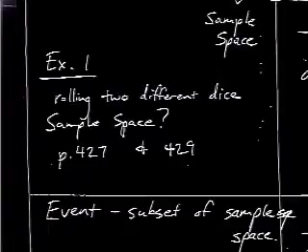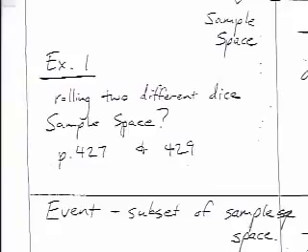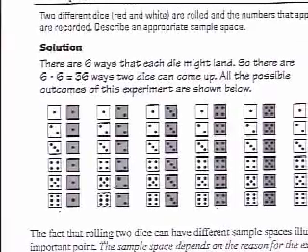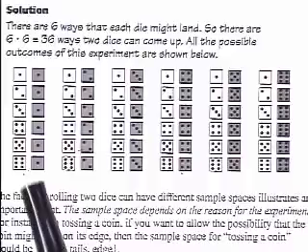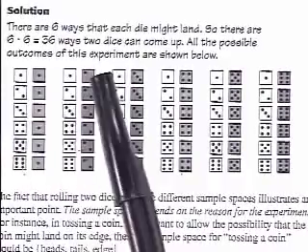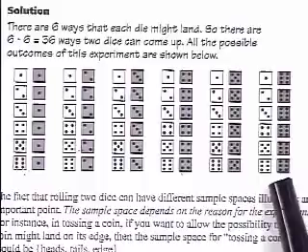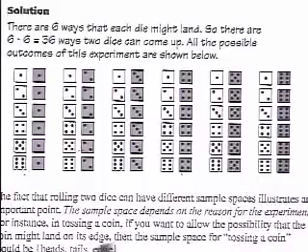Let me flip in the book and show you what those look like, because it's a lot easier than me writing it all out. So there's the sample space. You can see in the sample space you can roll two ones, you can roll a 2 and a 1, or a 1 and a 2, all the way up to 6 and a 6. So this would be the sample space for rolling two dice.